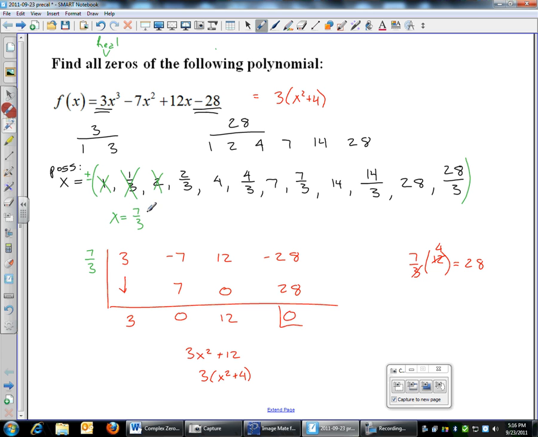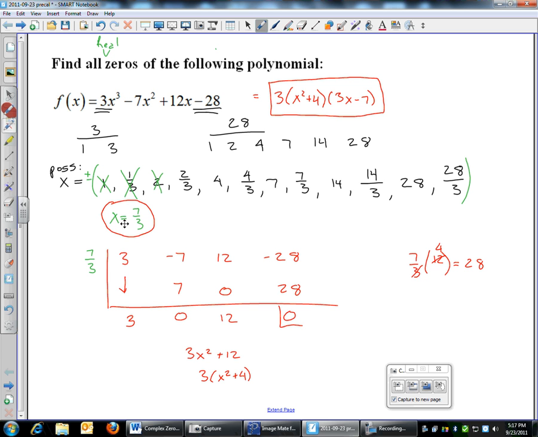And if 7/3 was one of my roots, that means 3x minus 7 was the factor. That's a lot tougher than I thought it was going to be. So if that didn't quite click with you, just hang on to it for a minute, and we'll talk about it when I get back.